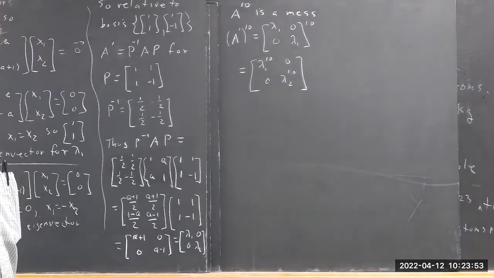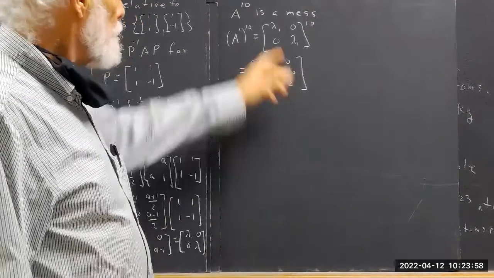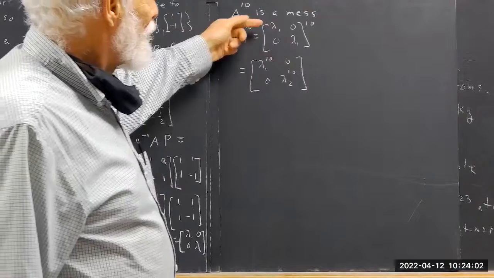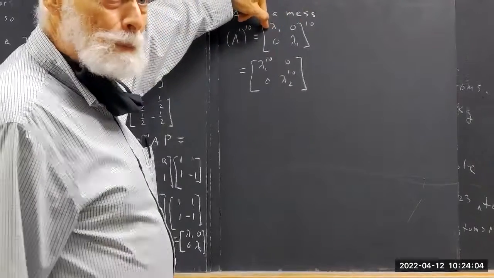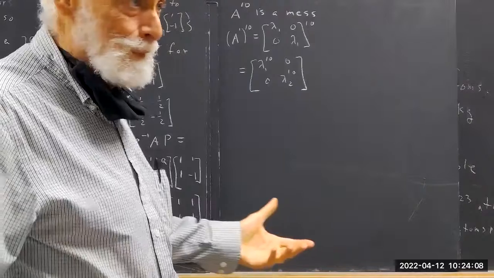Okay. Now, to see why that is, go ahead and start multiplying. Multiply this matrix by itself. Well, the row times the column is going to square lambda 1. The row times the column down here is going to square lambda 2. Okay.